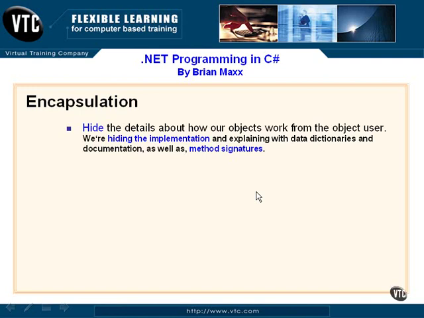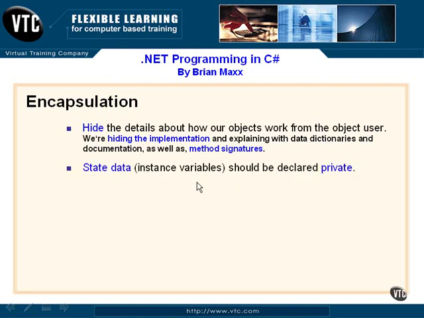So encapsulation is going to hide the details about how our objects are going to work from the actual object user, whoever's using that object, that class, whatever is going to reference another class. The details are going to be hidden. And we're actually hiding the implementation. So if that implementation changes, no one's going to know about it because it's hidden within that class. So we're going to be explaining what our implementation is actually doing with our data dictionaries and our documentation, as well as the method signatures, so we know what to pass to those methods.